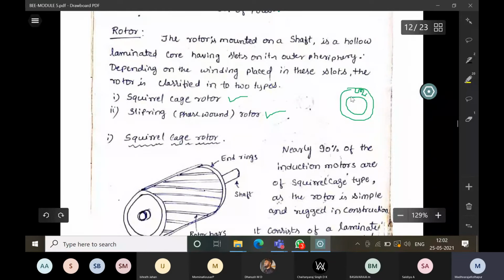Similarly, rotor slots are like this, on the outer periphery. The conductors are like this. I will draw here. This is the stator slots and stator conductor. Similarly, rotor slots will be like this, opposite to the stator slot. So this is the inner periphery, and this is the outer periphery, for the rotor. Rotor conductors are like this, and this is the stator conductor.